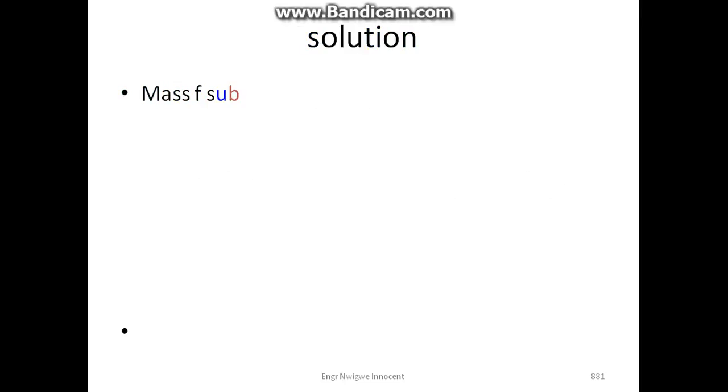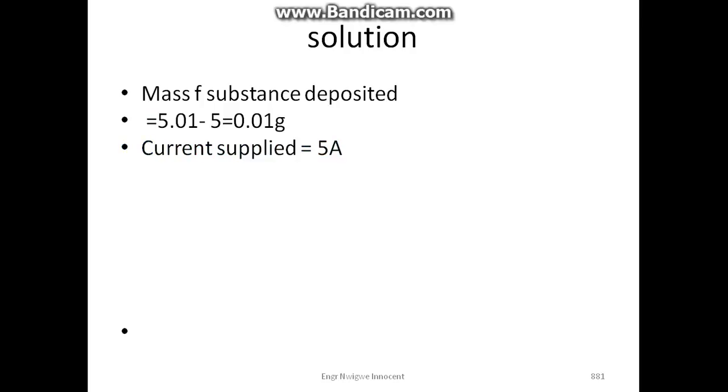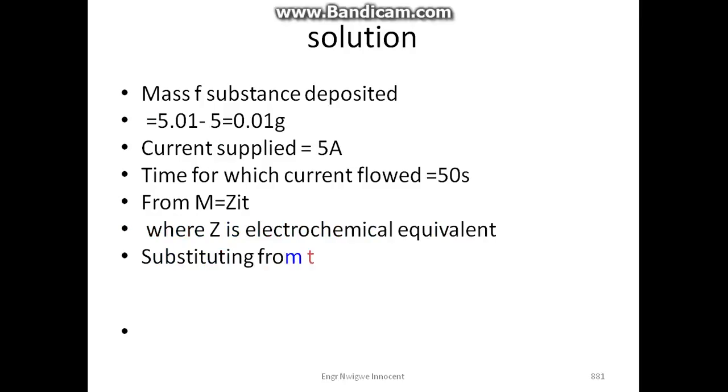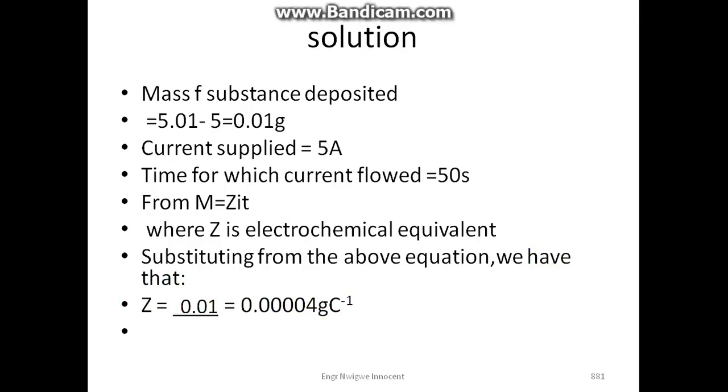Solution. Mass of substance deposited is equal to 5.01 minus 5, which is equal to 0.01 gram. Current supplied is equal to 5 amp. Time for which current flowed is equal to 50 seconds. From m equal to Zit, where Z is the electrochemical equivalent, substituting in the above equation, we have that Z is equal to 0.01 all over 5 times 50, which is equal to 0.00004 gram per coulomb.